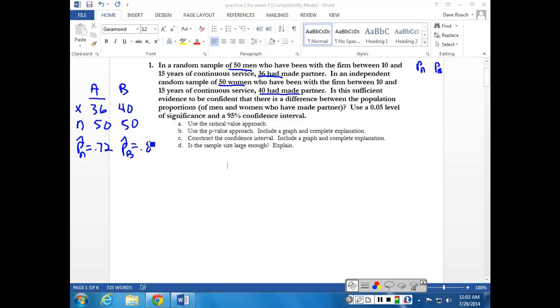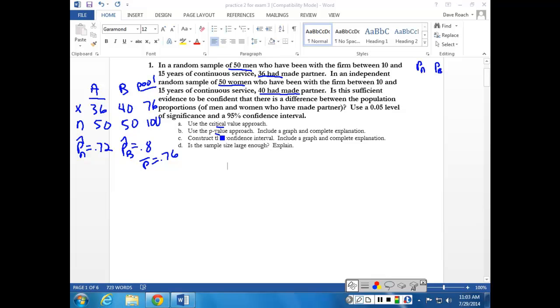And I know when I get to the critical value approach that I'm going to have the pooling also. So I'm going to pool these and say I have 76 out of 100. So P bar is going to be 0.76. So when you have two proportions, I went ahead and pooled because I'm going to do critical value and P value. I don't need that for the confidence interval, but I have that down.